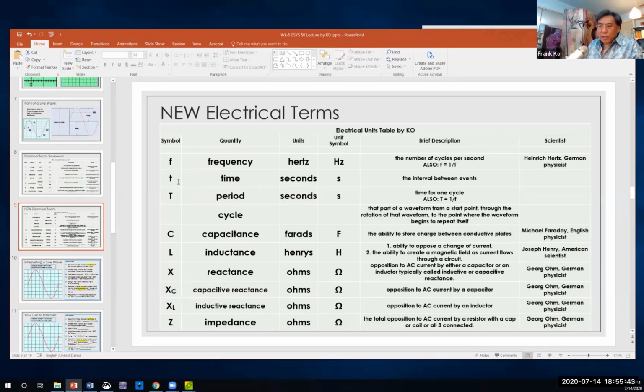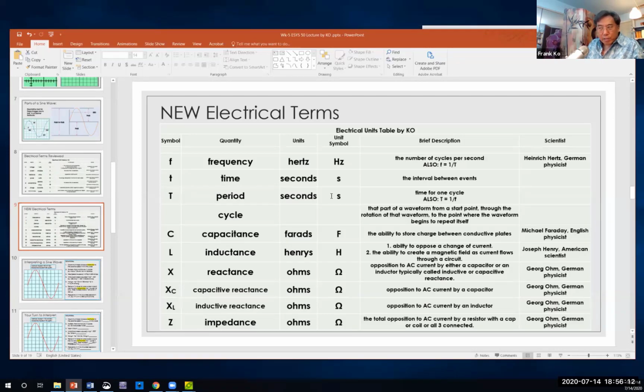We have lowercase t versus a capital T. The lowercase t represents time, in units of seconds, and it's a lowercase s. And how do you define time? I define it as the interval between events. I like that definition. I came up with that one. Yay. Next, capital T is the symbol for period, also measured in seconds.